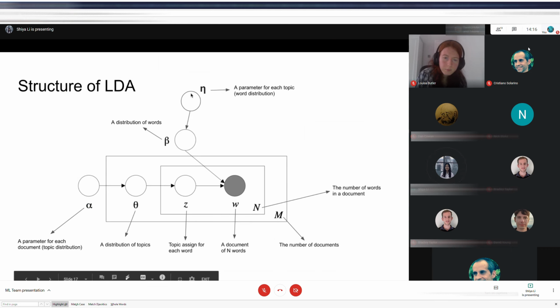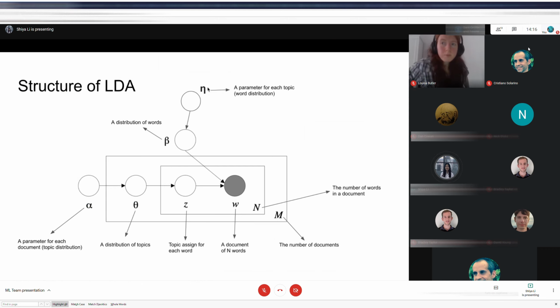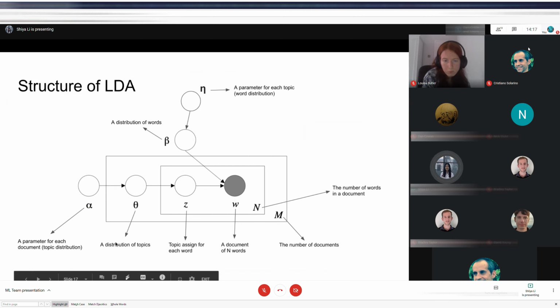Then we add this part into this model. We use eta to generate another distribution. This distribution is a distribution of words, let's say beta. Once we have beta, we have initialized a distribution of words. We have initialized a distribution of topics. We will put them together and get a document of n words.